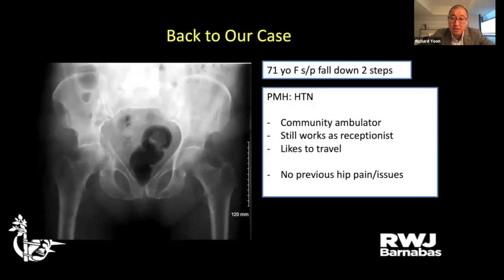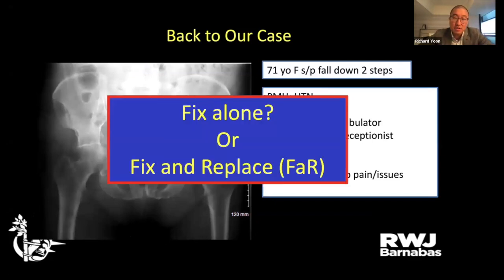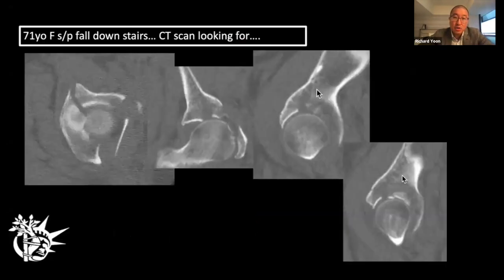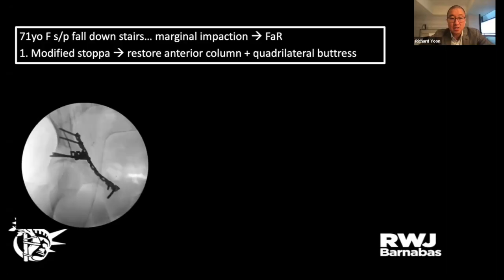Going back to our case, again, just as a reminder, very active 71-year-old, pretty healthy with no previous issues. And for her, looking at the CAT scan, again, if you look very carefully, the marginal impaction isn't as clean as the gull sign. There is comminution, and certainly I'm not as good or slick as Dr. Forsch when it comes to getting this down and getting that rafter screw in. For me, it's a faster, more efficient case when I can get this done.